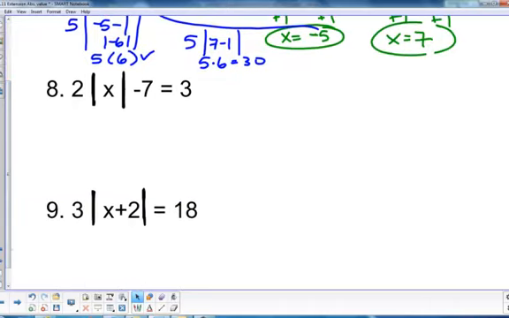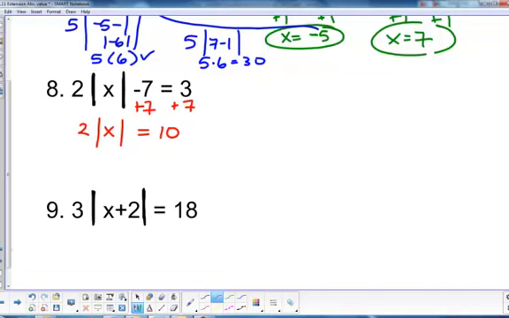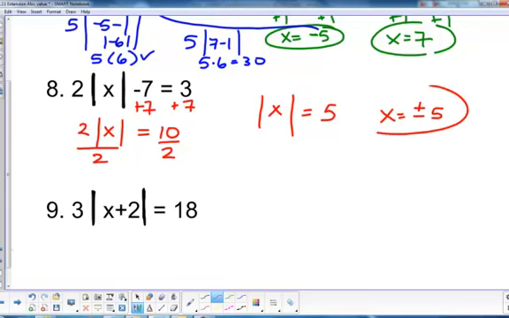We're going to isolate the absolute value by first adding 7. When you undo something, you usually undo the order of operations in reverse order. So now we have 2 times the absolute value of x equals 10. And we still can't do the positive negative yet until we have the absolute value completely isolated. So the absolute value of x is 5. So our answer then is positive and negative 5.